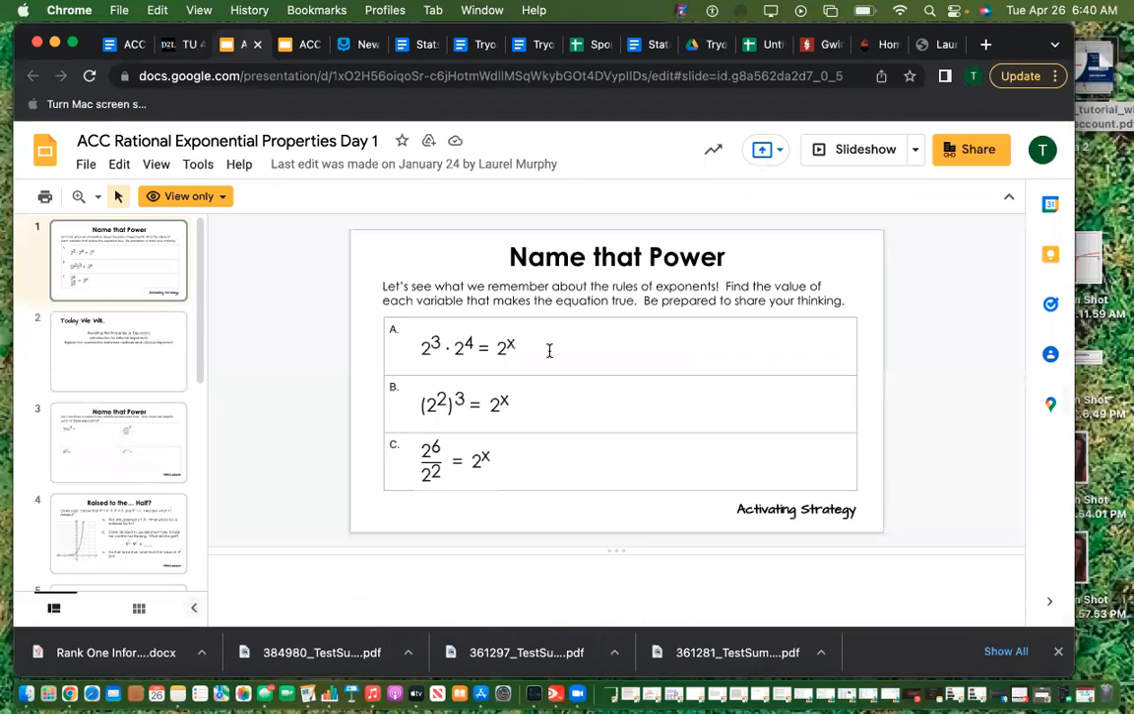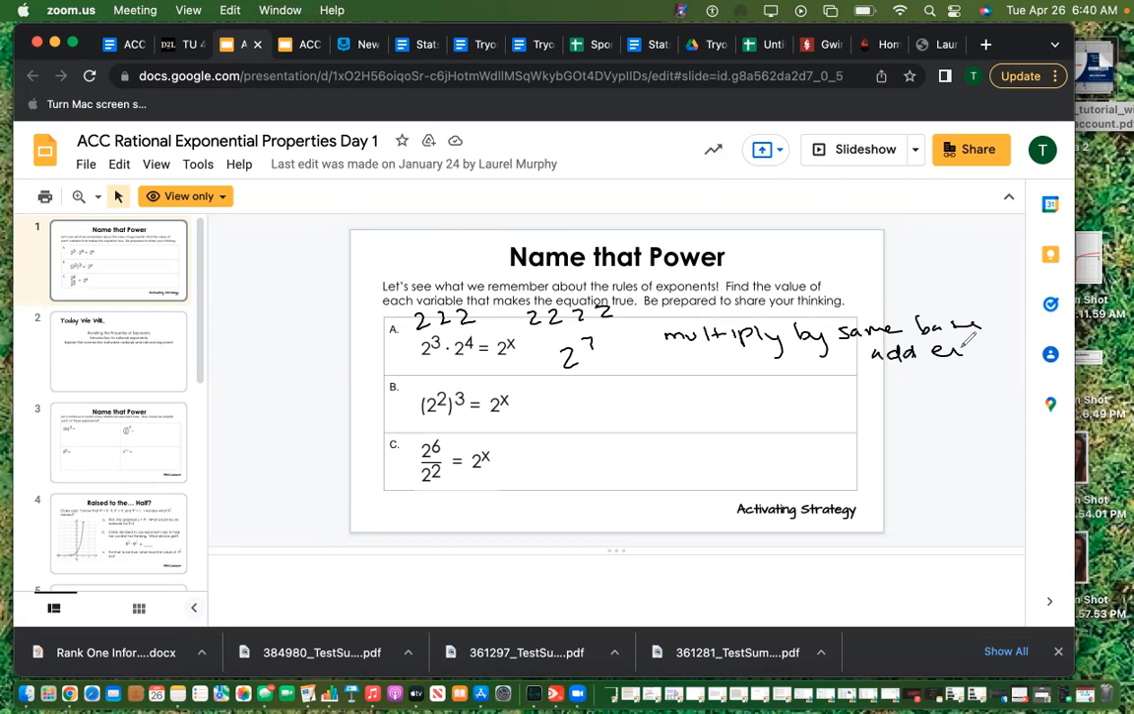So name that power. So let's see what we remember about the rules of exponents. Again, most of the stuff should be a refresher, but if it's not, that's okay. We're learning it for the first time, I guess. All right, so for this one, if I had 3 2s and 4 2s, how many 2s do I have in total? That's 7. So that would mean that I would have 2 to the 7th power. So this is the product rule. So that means that if you're multiplying by the same base, then you're going to add the exponents.